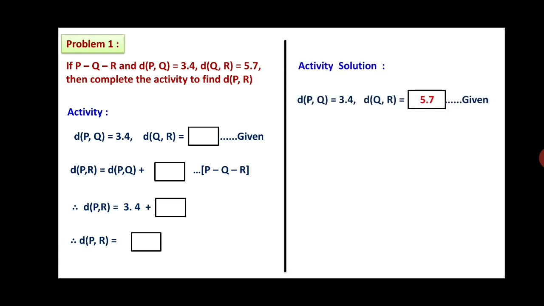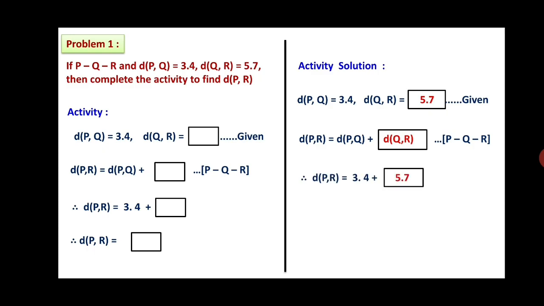The activity solution will be like this. Distance between PQ is equal to 3.4 and distance between QR, in the box the value is 5.7, that is the given. Next, distance between PR is equal to distance between PQ plus distance between QR, since PQR is betweenness. Therefore distance between PR is equal to 3.4 plus 5.7. So addition of these two gives you distance between PR is equal to 9.1. Friends, all the values in the boxes have been written in red color. I think you understood this type of activities. Let us see the second one.